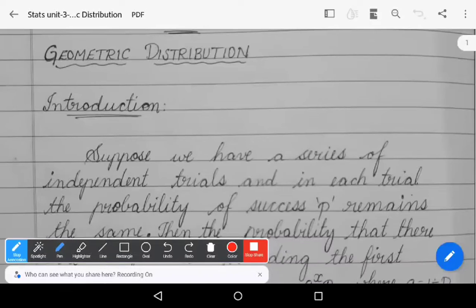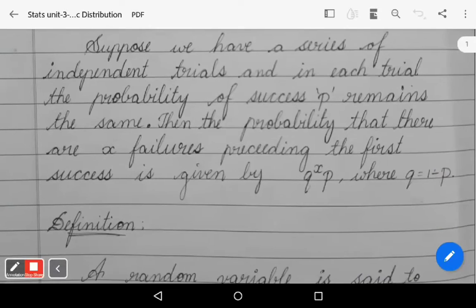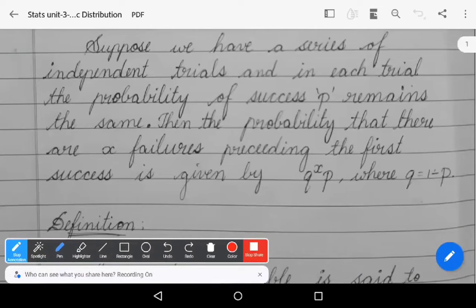Tutorial. In this video, we learn about geometric distribution, its definition. Let us see the introduction. Suppose we have a series of independent trials. In each trial, the probability of success P remains the same. We have n independent trials, and in each trial, the probability of success remains the same.